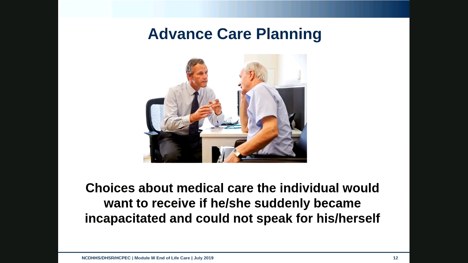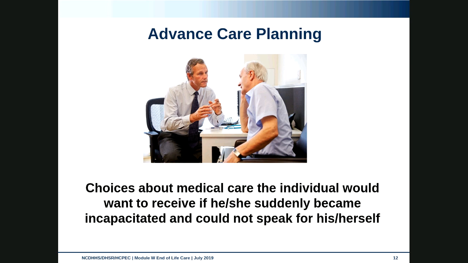Advanced care planning are the choices about medical care the individual would want to receive if he or she were suddenly unable or could not make those decisions for themselves. We call these advanced directives. We call these living wills. This is really what you want to let everybody know how you want it done should you not be able to make this decision for yourself.